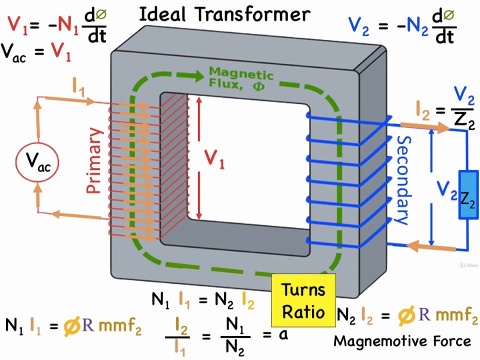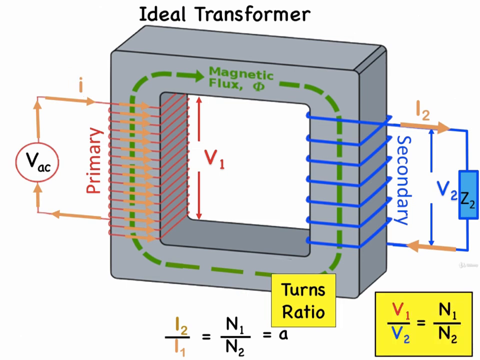We can now express the turns ratio N1 to N2 in terms of the primary and secondary currents. That is, the turns ratio is equal to I2 all over I1. That is, of course, if we are loading the transformer and there is current flowing in the secondary side. In comparison, this is the inverse of the voltage ratio, which is equal to V1 over V2.